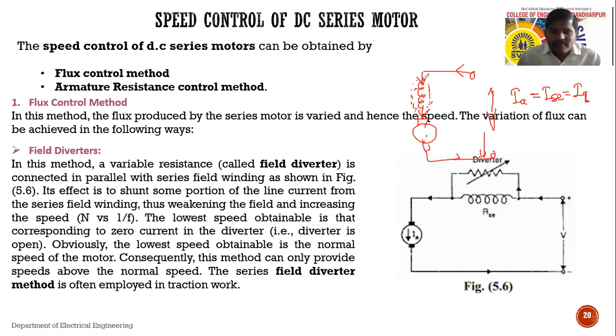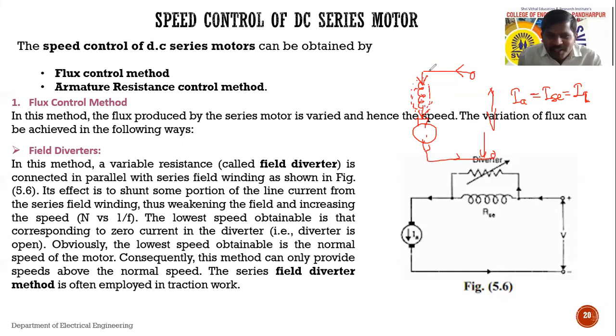Current change. म्हणजे याच्यामधून फ्लो होणारा करंट मला चेंज करायचा आहे. What we want to do? Resistance increase. We want to connect resistance in case of previous method. Previous method मध्ये आपण बघितलं आपण काय करतो, त्याच्या सीरीज मध्ये रेजिस्टन्स कनेक्ट करतो.